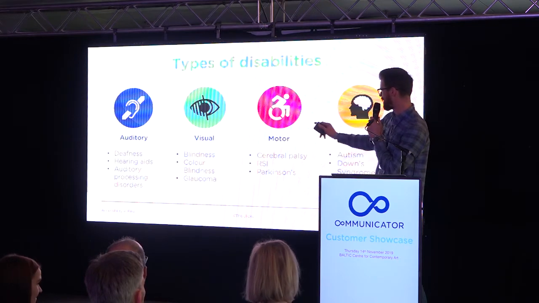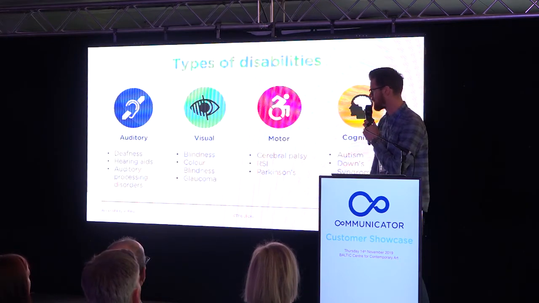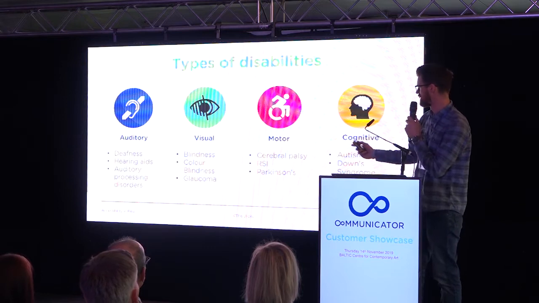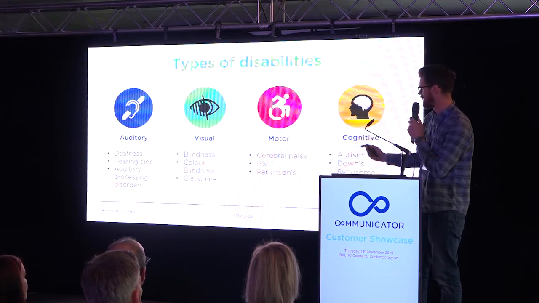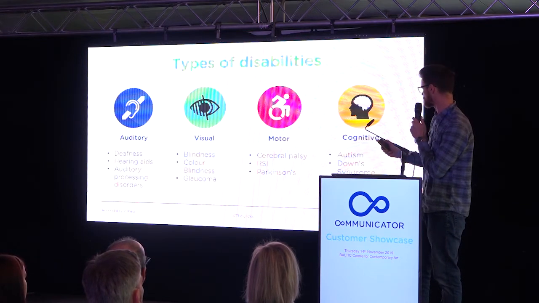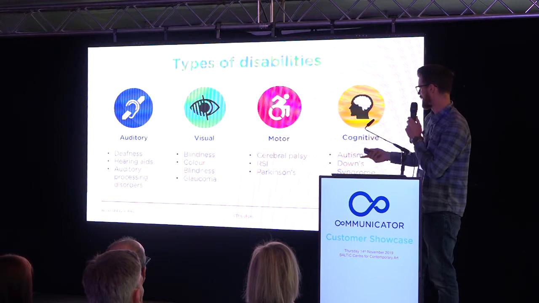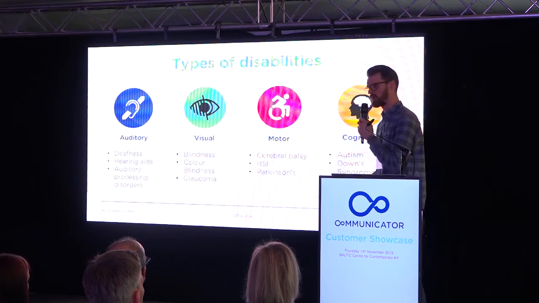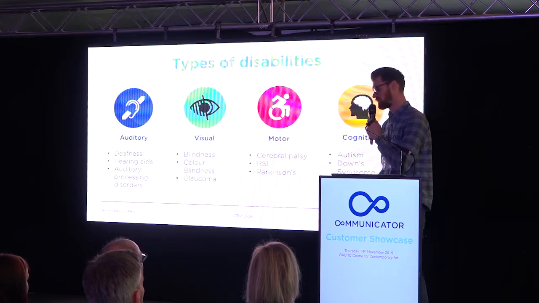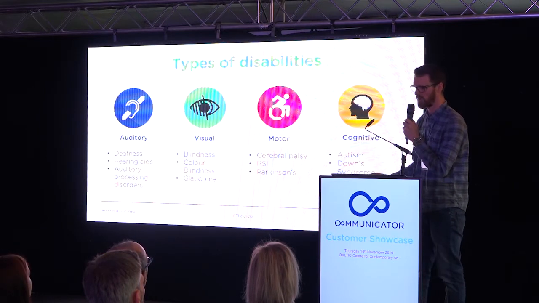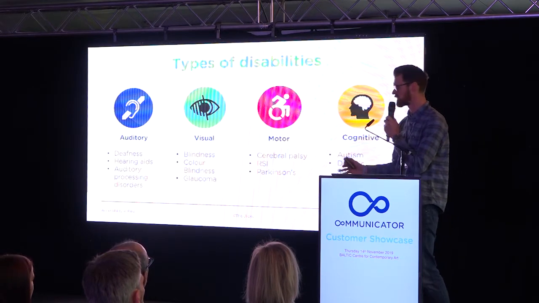So I think auditory, you can't really do anything about that with email, but visual, things like colour contrast. Motor, like I said, Parkinson's: are your CTAs big enough? And cognitive: is your copy concise and clear enough, or is it complicated and difficult to read?